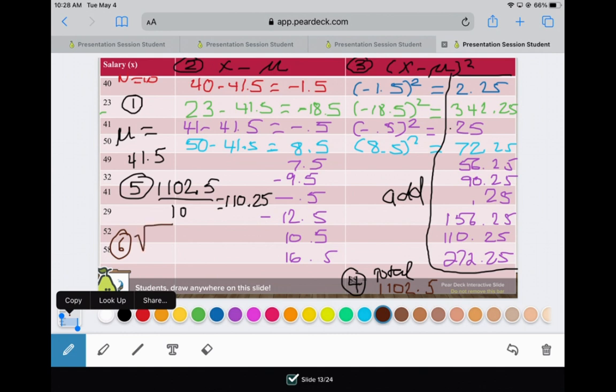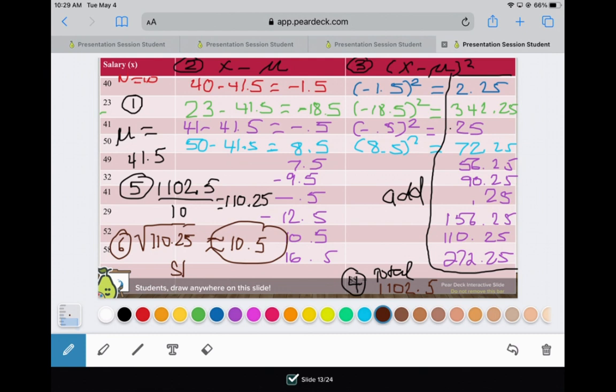So square root of 110.25. Okay. It's not going to give you a nice number. But that's okay. Square root of 110.25. Oh, it's actually a nice number in this case, 10.5. So this is my standard deviation.